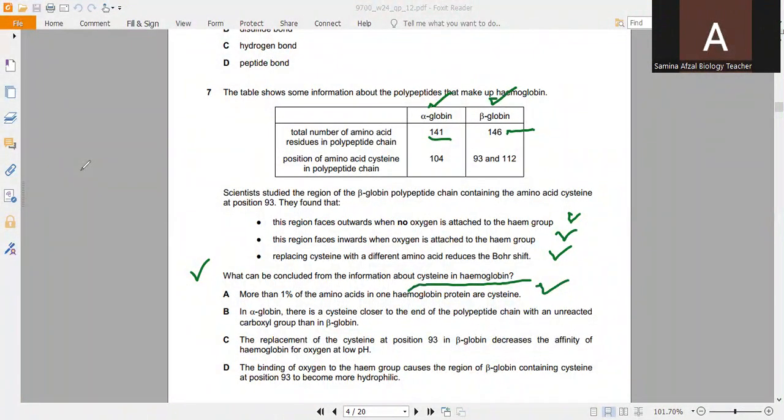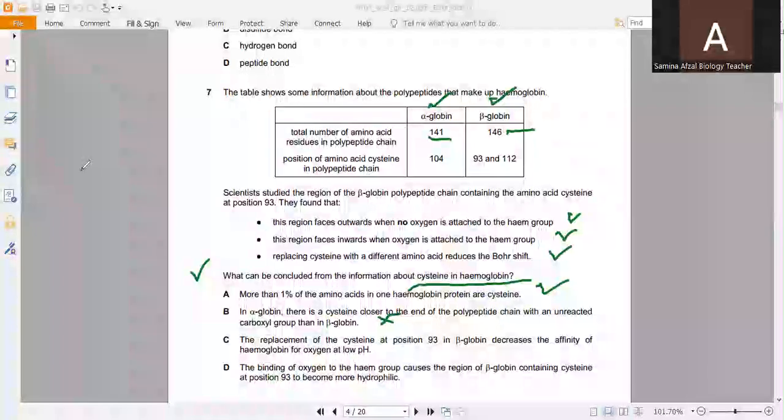According to this, this option is not correct. Okay? Because the table only shows us the positions of cysteine, it does not tell us which end of the chain the positions are closer to, nor does it mention anything about carboxyl groups reacting or not. So this is not the correct option. Again, we come to point 6.